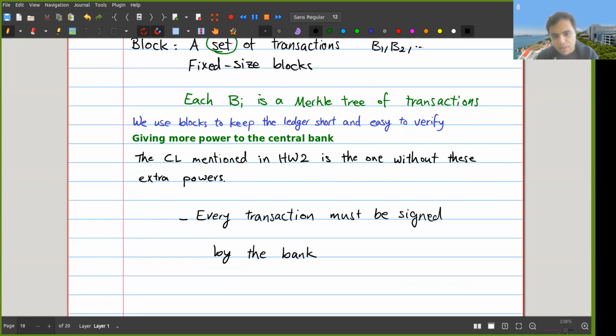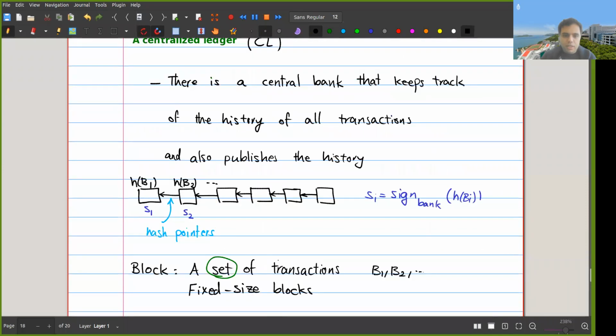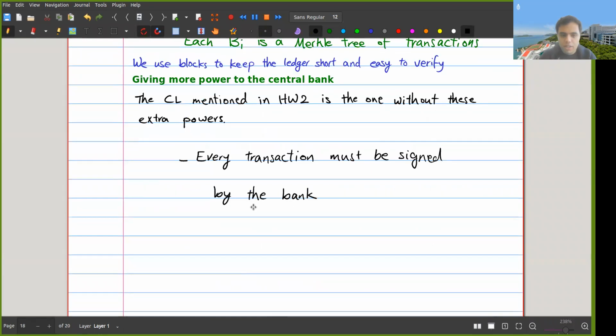Okay, this is one level more control given to the bank in comparison to here, where anyone could make a transaction, and as long as it had the right signatures, it could be sent to the bank and put into the chain. So now we can give the bank even more power and say that every transaction must be signed by the bank.